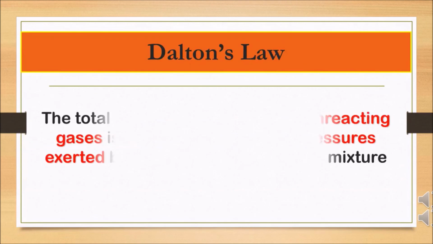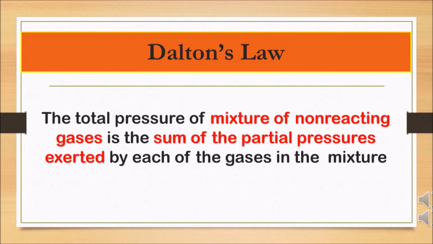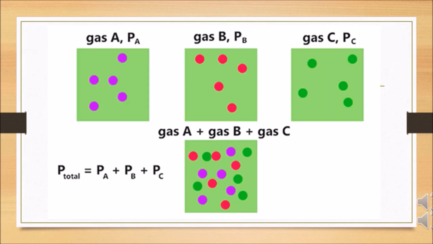Dalton's law states that the total pressure of a mixture of non-reacting gases is the sum of the partial pressures exerted by each of the gases in the mixture. This is an example to explain Dalton's law. The total pressure of a gas mixture is the sum of partial pressures of gas A, B, and C.